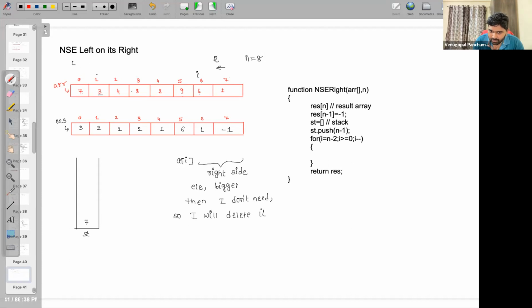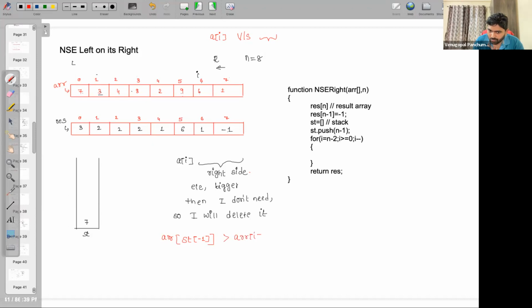Can you tell me for any array of i, its immediate right side element, where it will be present? In the stack, right? Everyone agree? Generally we will compare array of i versus its right side element. That right side element, where will we find it? In the stack. Which means the condition is st of -1. This is an index, but I want the array element. If this value is bigger than array of i.